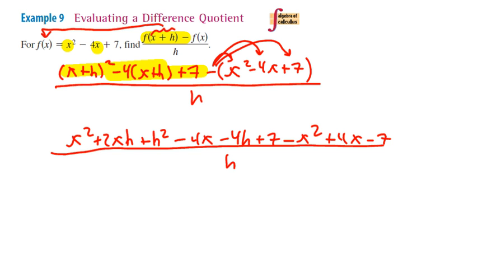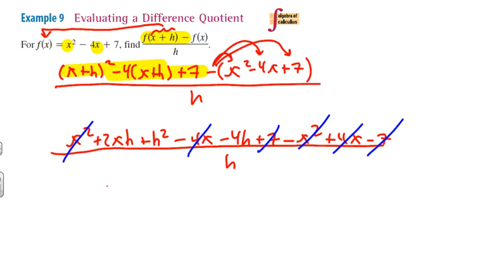Okay, now let's go ahead and do some cleanup. Let's see, x squared. Oh, look at this, this x squared cancels out with that x squared. If I have 1x squared on the left, minus 1x squared, that's gone. Let's see, 2xh. There's no 2xh anywhere. How about h squared? No. Oh, look at this, negative 4x and a positive 4x. Those guys cancel. And I have a positive 7 and a negative 7. So basically, we just canceled out all those terms that cancel out, and what we have left here is this.